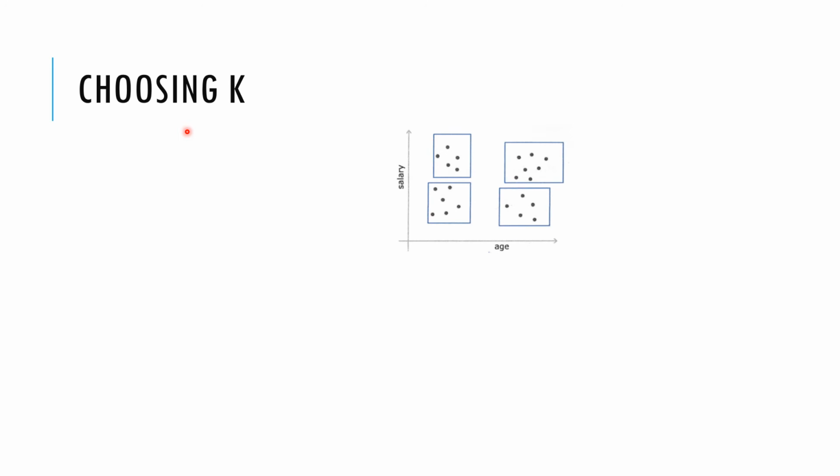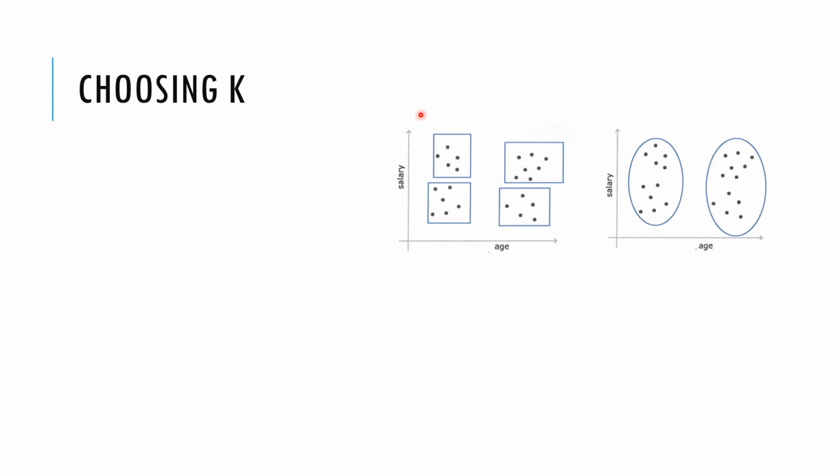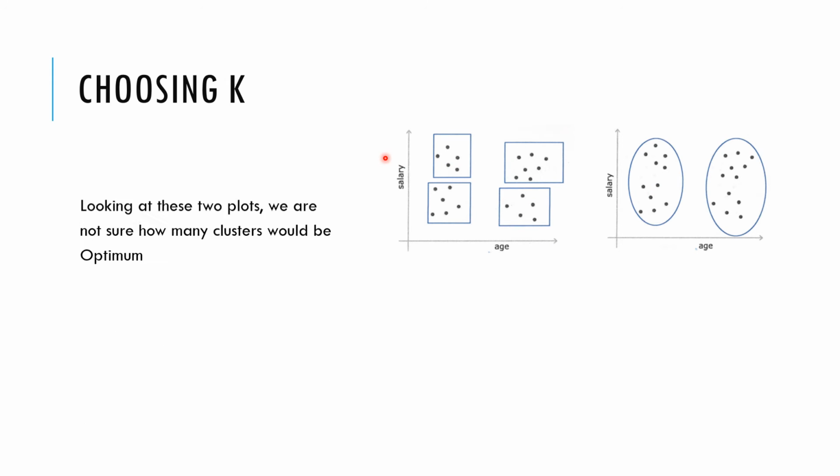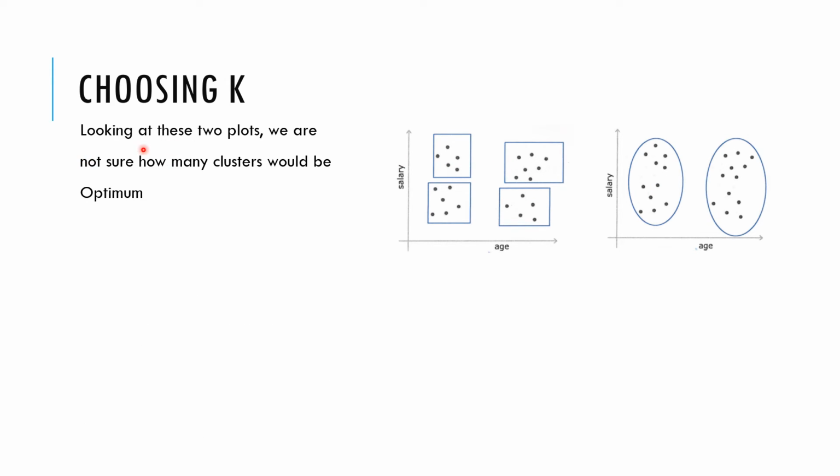So how do we choose k? As we saw initially, we just assumed that there may be 1, 2, 3, 4 clusters, that is, k clusters. But look at these two pictures. You don't know whether it should have 2 clusters or 4 clusters. It's the same data points, so there's a confusion. If you just look at these two pictures, you will never know how many clusters we need.